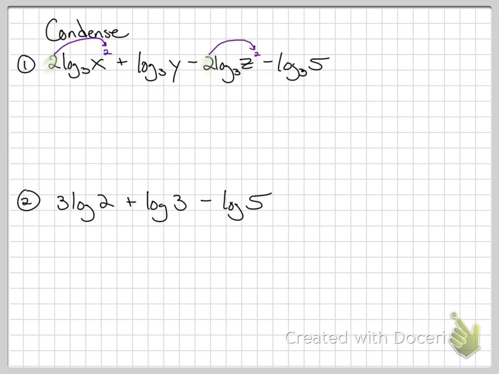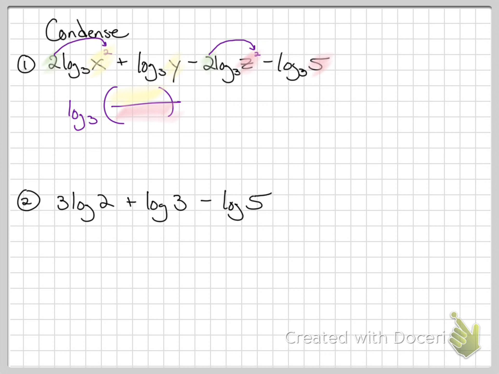Then the other thing we know is that when we see pluses and minuses, we're going to have a fraction. The ones that are positive will end up multiplied together on the top. The ones that are negative will still end up multiplied together, but they will be on the bottom. So plus means multiply.